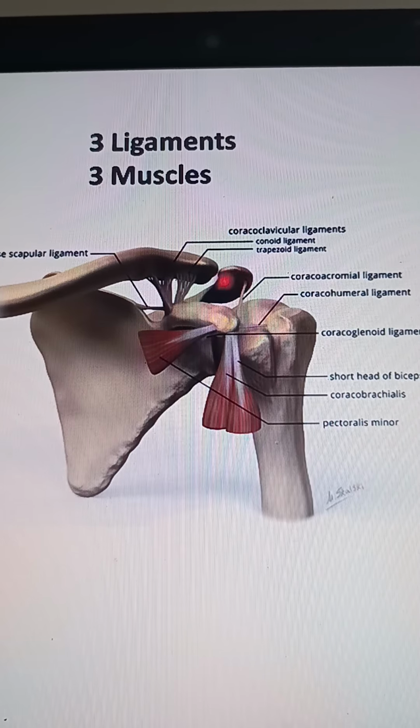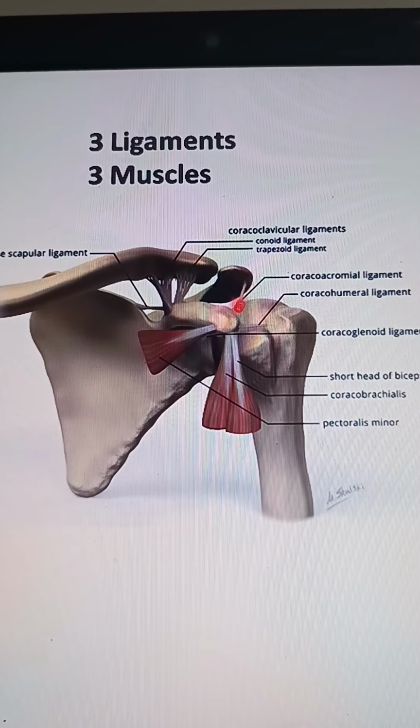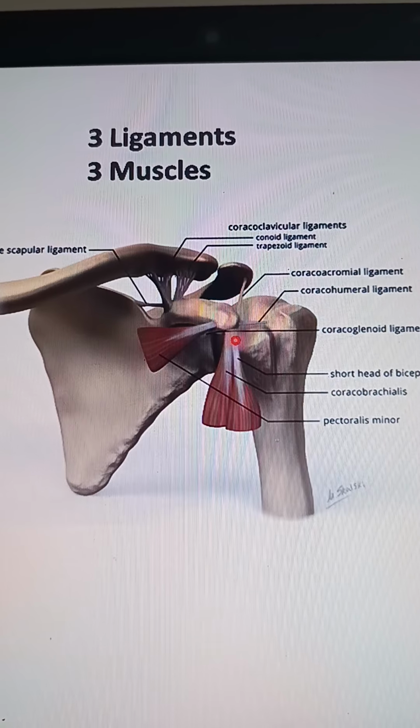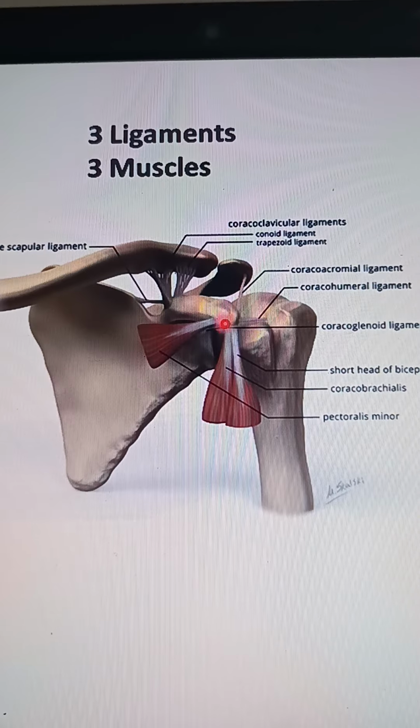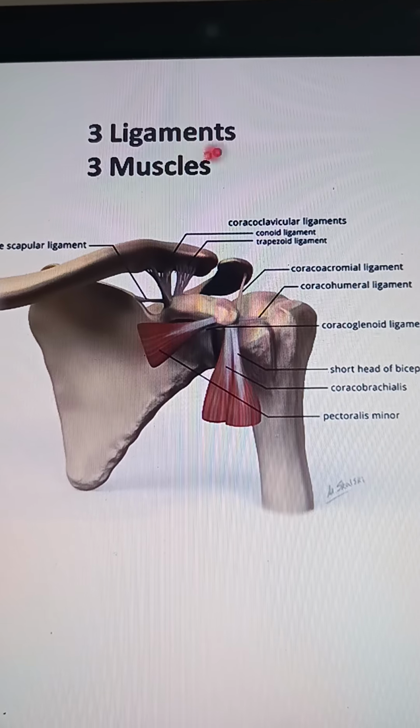Behind you have the acromion process of the scapula. So the ligament is the coracoacromion ligament. Laterally you have the head of the humerus. So the ligament is the coracohumeral ligament. So those form the 3 ligaments.